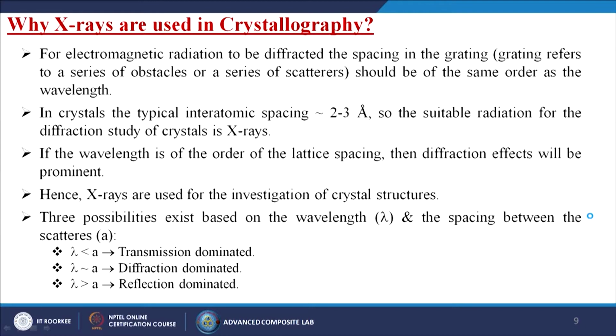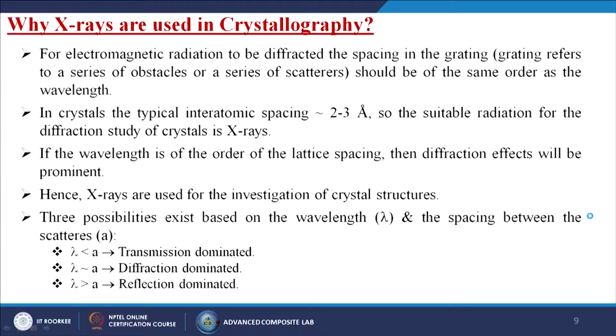For electromagnetic radiation to be diffracted, the spacing in the grating, which refers to a series of obstacles or a series of scatterers, should be of the same order as the wavelength, so that X-rays can easily pass through that gap. In crystals, the typical interatomic spacing is 2 to 3 angstrom. So, the suitable radiation for the diffraction study of crystals is X-rays. If the wavelength is of the order of the lattice spacing, then diffraction effects will be prominent. Hence, X-rays are used for the investigation of crystal structure.